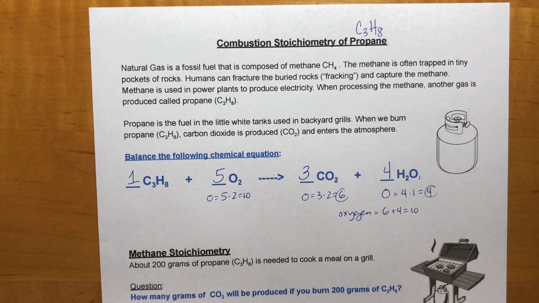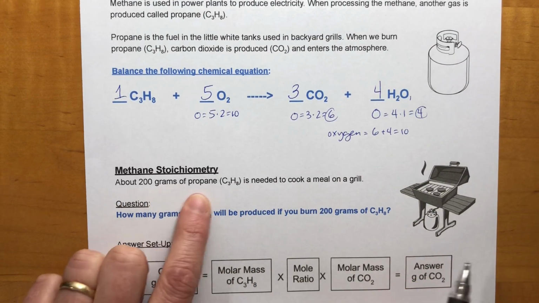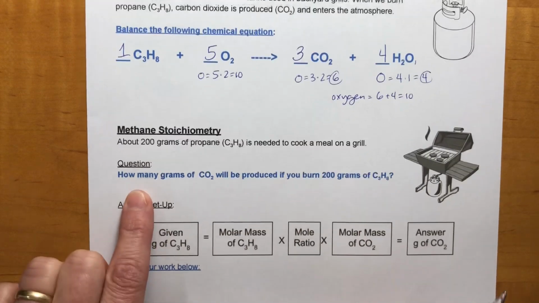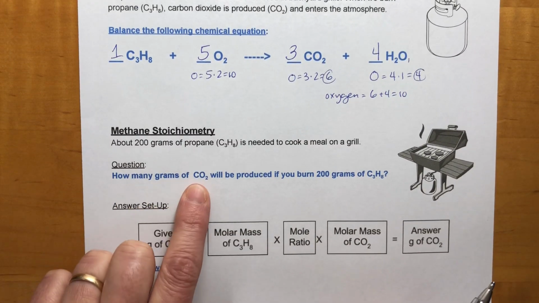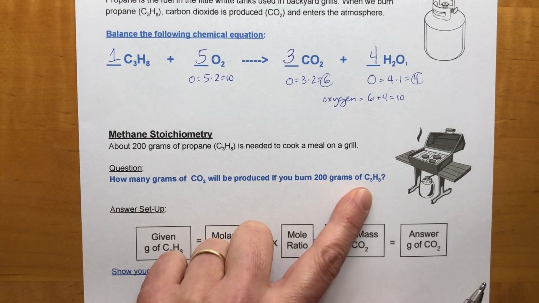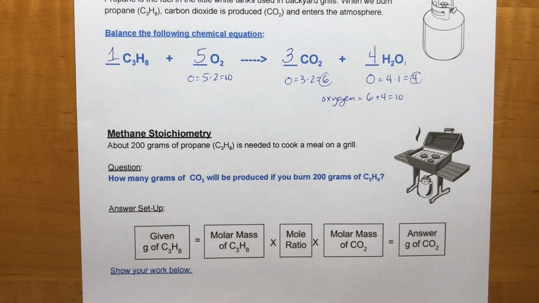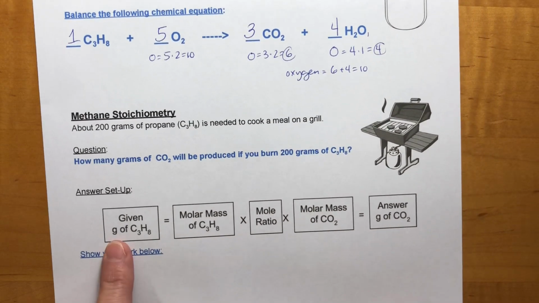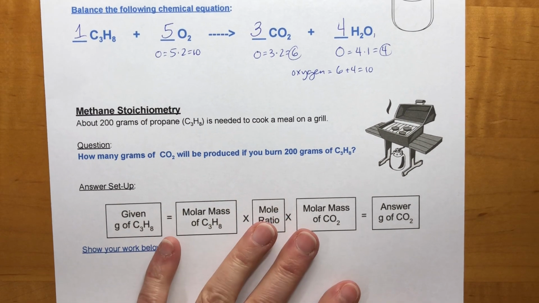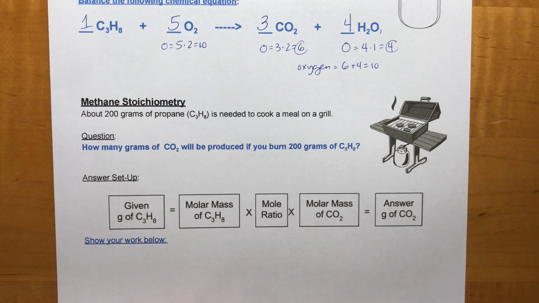Okay, so let's look at our problem. It says about 200 grams of propane is needed to cook a meal on a grill. So the question is, how many grams of carbon dioxide will be produced if you burn 200 grams of propane? So this is a classic stoichiometry problem, and this is how you're going to set it up. And after you watch me do this one, there's another one you're going to do that's set up similar.